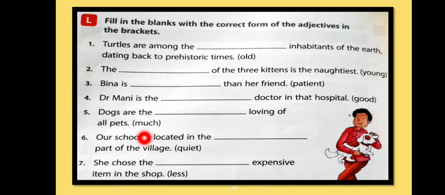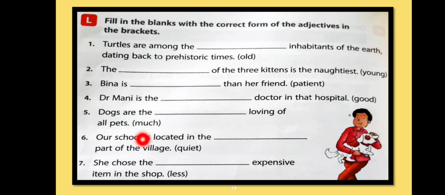Dogs are the dash loving of all pets, much. In bracket, now here also dogs are compared with all the pets, right? So here also the is given. That is a keyword for superlative degree. Superlative degree of much is the most. Dogs are the most loving of all pets.